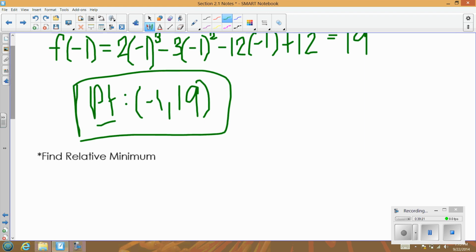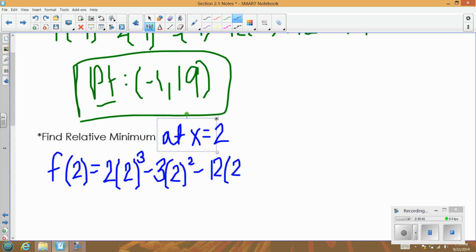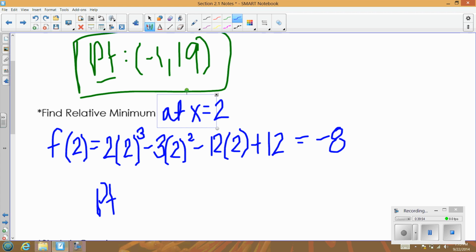We do the same exact thing for the relative minimum. So the relative minimum we said is at the point x equals 2. So we're going to plug 2 into the function. So we have 2 times 2 to the third minus 3 times 2 squared minus 12 times 2 plus 12 is going to all come out to be -8. So that tells me my relative minimum is at the point 2, -8.